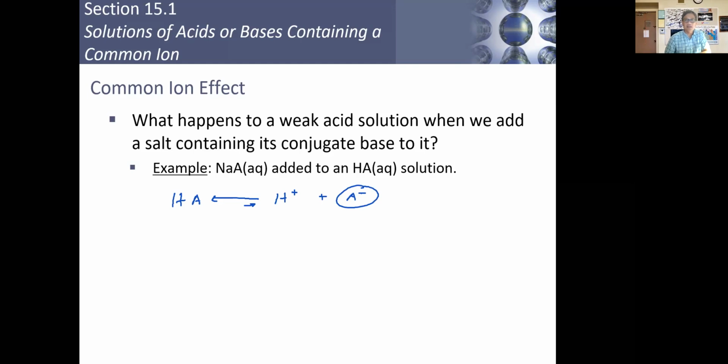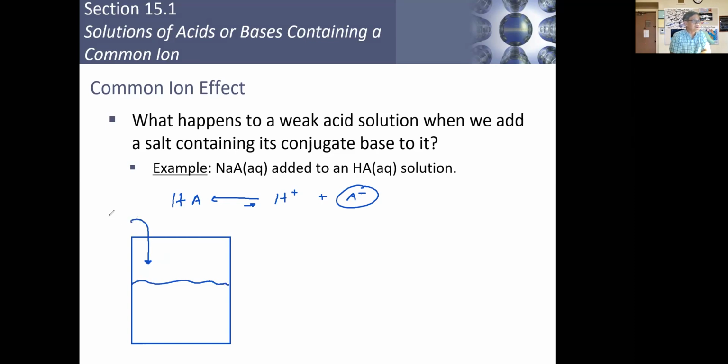So if you can imagine taking a beaker, for example, let's take an example here. We take a beaker, and into this beaker we're going to pour some of our generic acid. When we add that in, we're going to have hydrogen ions floating around and anions floating around. But because this is a weak acid, we're going to have a lot more of the undissociated acid floating around as well. So that's what we have with the initial solution.